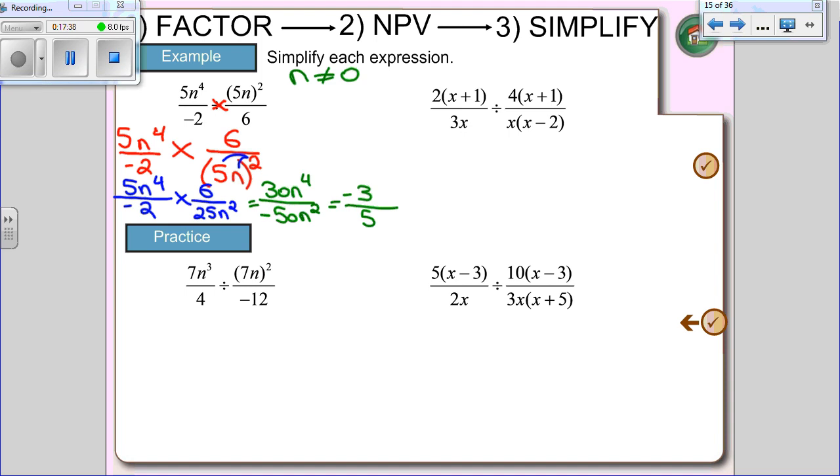My n to the power of 4 divided by my n squared, we go to war, the n squared to the left wing on top. That would be my final answer.